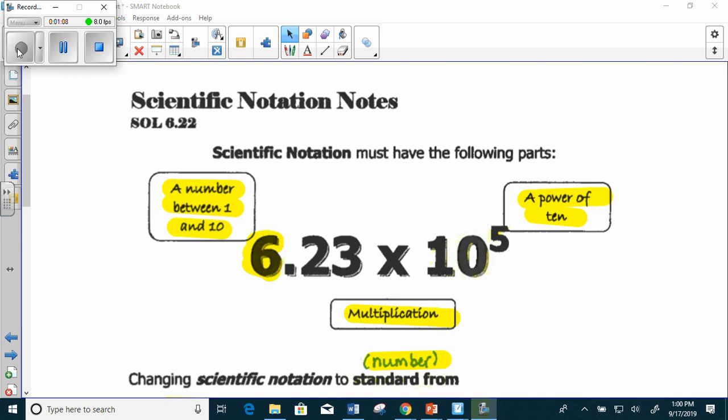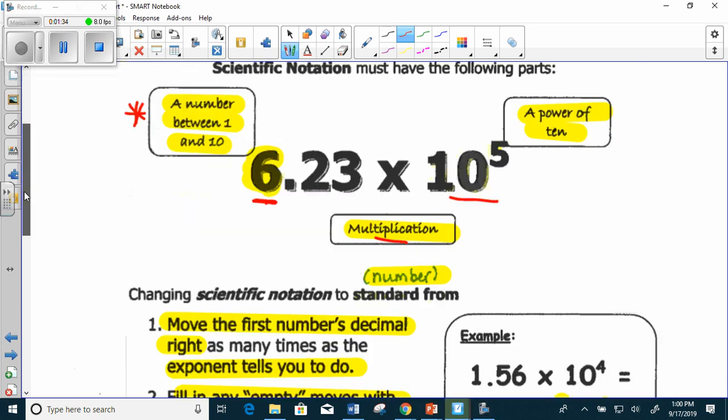So here we go. Scientific notation, I want you to notice a couple of things. It is a number between 1 and 10. So this is a 6, so yes, that's between 1 and 10. You can only have a single digit on the left side of that decimal. So notice that you have a decimal here, and then of course you have a power of 10 here. That's all part of scientific notation, and you're multiplying.